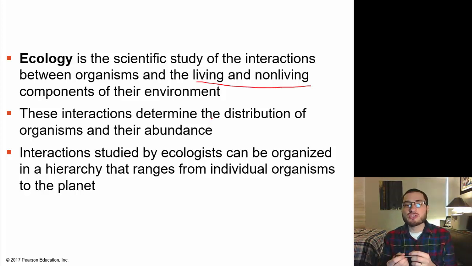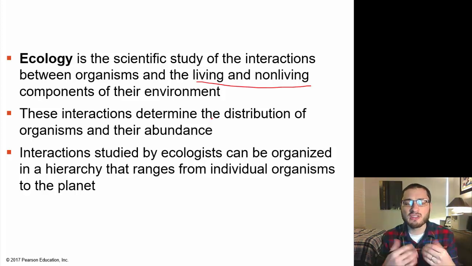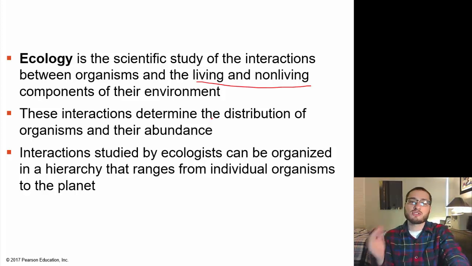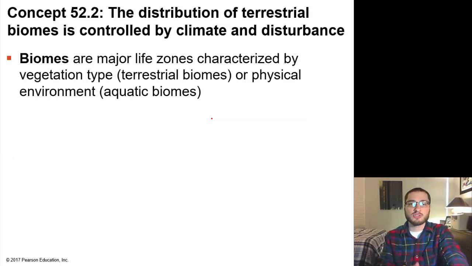So these interactions determine the distribution of organisms and their abundance. We talked about population dynamics and limiting factors. You should be able to have a grasp of what these terms mean and the role that they play in looking at the ecosystem. So interactions studied by ecologists can be organized in a hierarchy that ranges from individual organisms to the biosphere, or the planet.